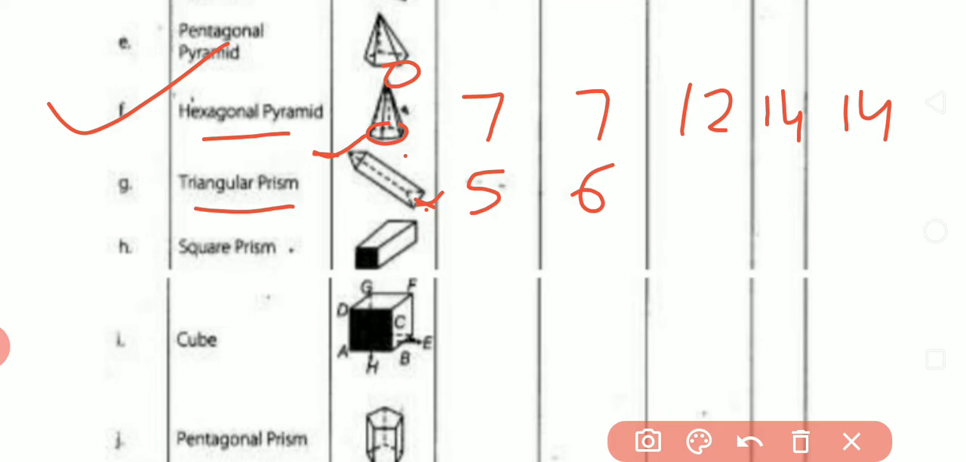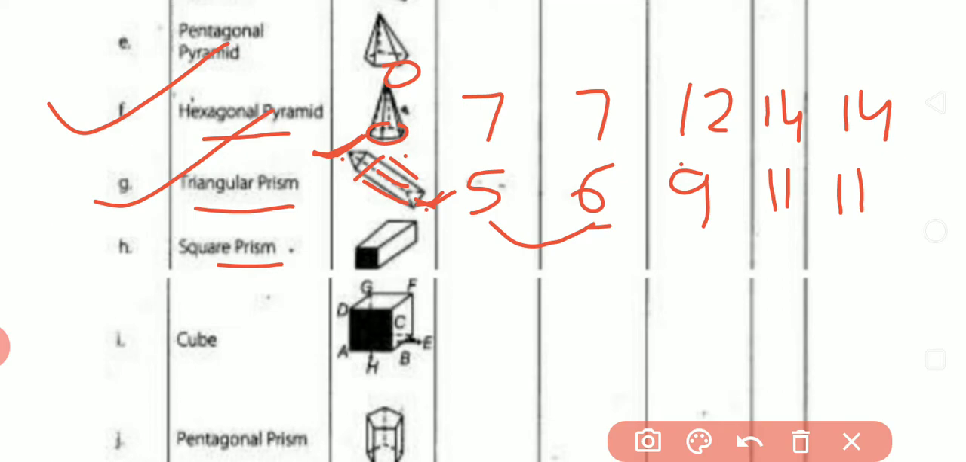vertices. How many edges will it have? 3 at the top, 3 at the bottom, 6, and 3 at the side faces. So there are 9, right? 6 vertices, right? Edges, 3 at the top, 3 at the bottom, 6, and 3 at the sides. So there are 9. So let us find. 5 plus 6 is 11, and 9 plus 2 is also 11. So this is also a polyhedron.